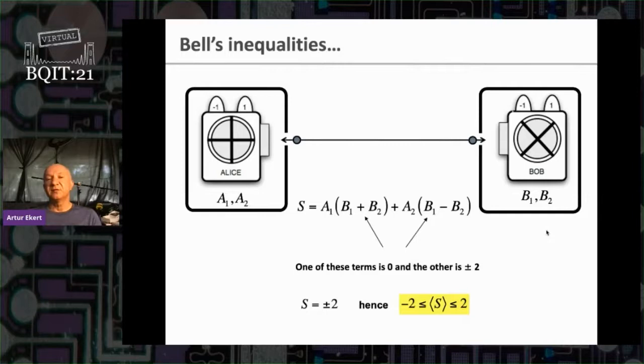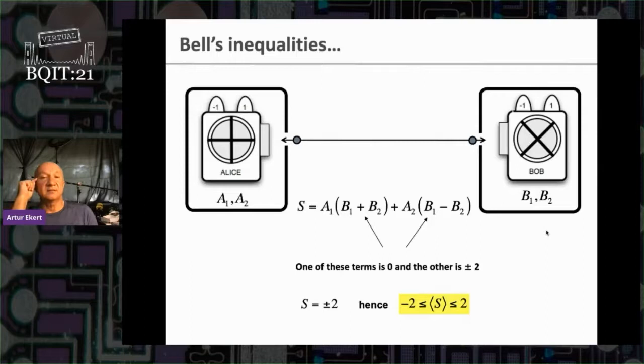The same for A2, same for B1, same for B2. So if those are really binary random variables, so those values are attributed to those types of polarization. Then you can easily construct another random variable S. And so you can see the expression for S.